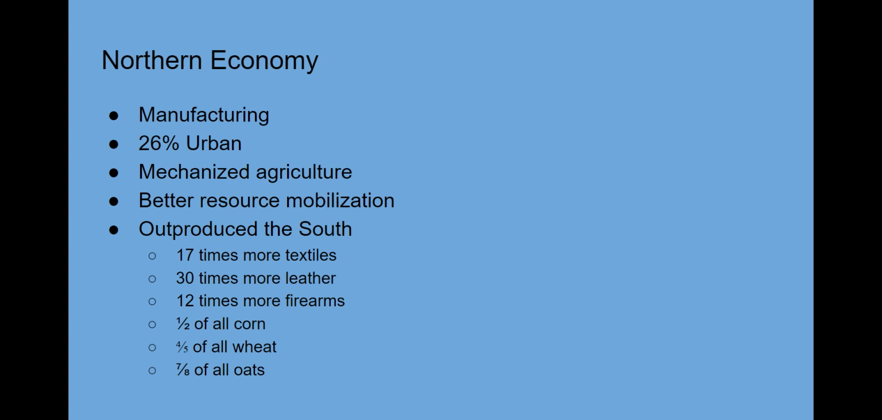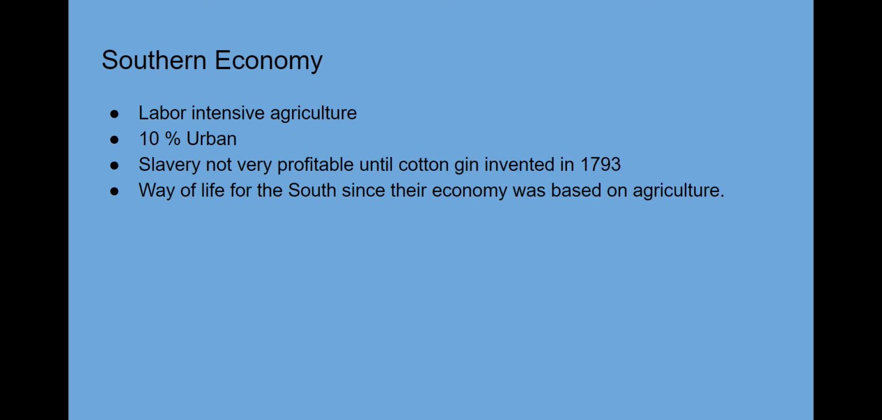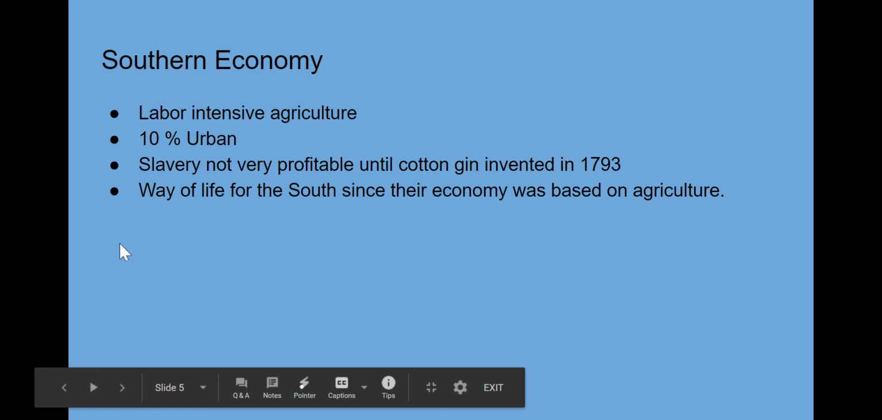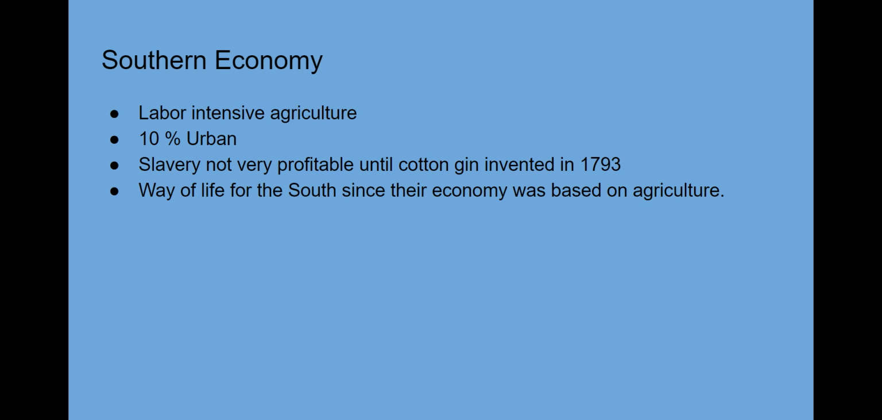So again, the Northern economy was manufacturing compared to the Southern economy, which was labor-intensive agriculture. So that means slave agriculture as well. Only 10% of the South lived in urban areas. A huge percentage of the population lived in obviously not urban areas, and slavery dominated the plantations and farms of the South.